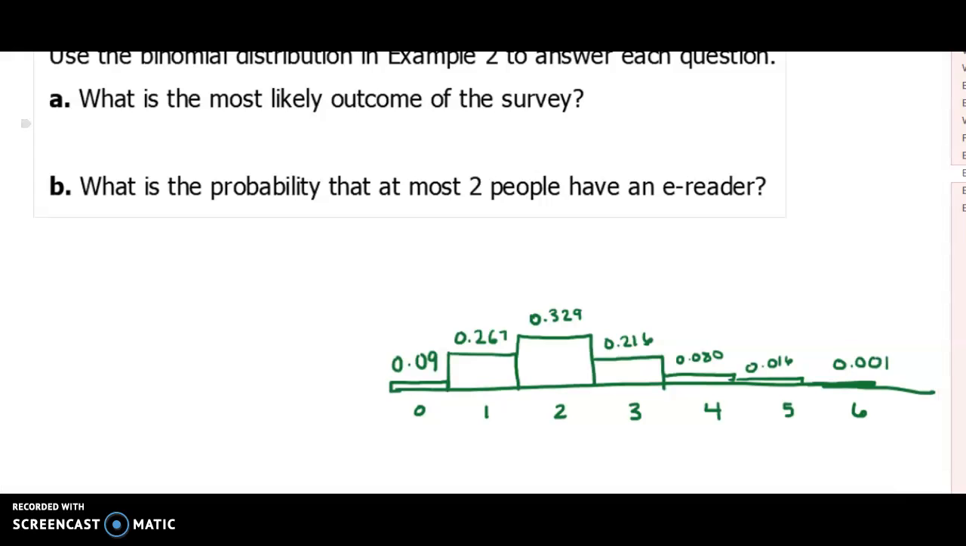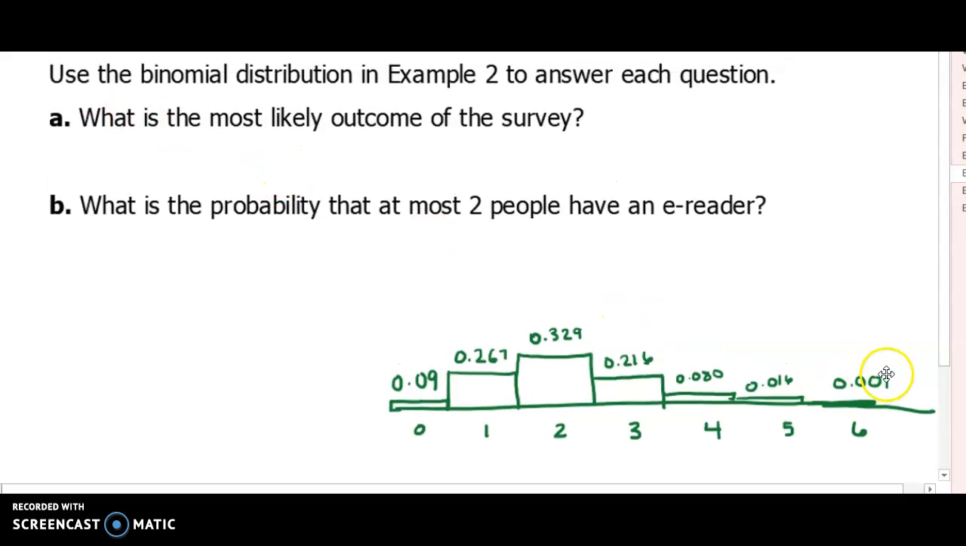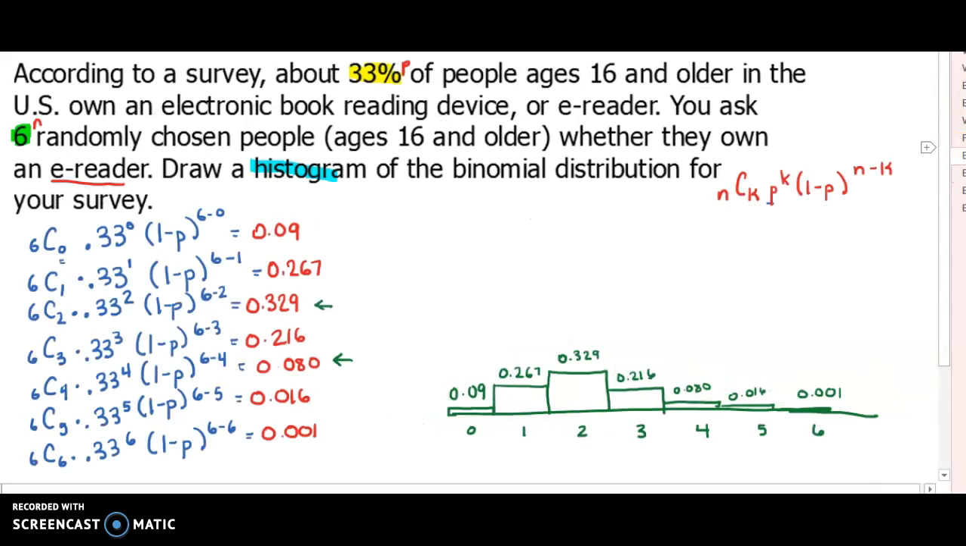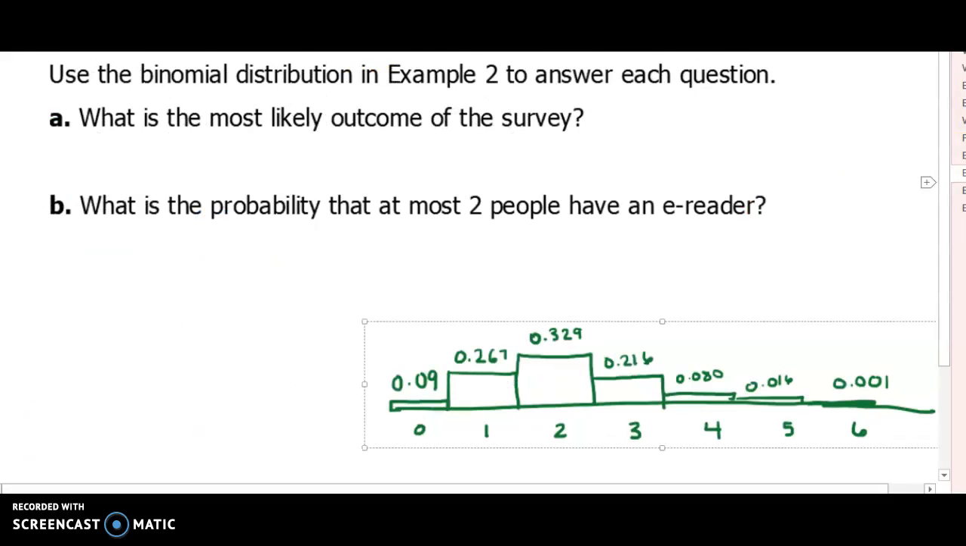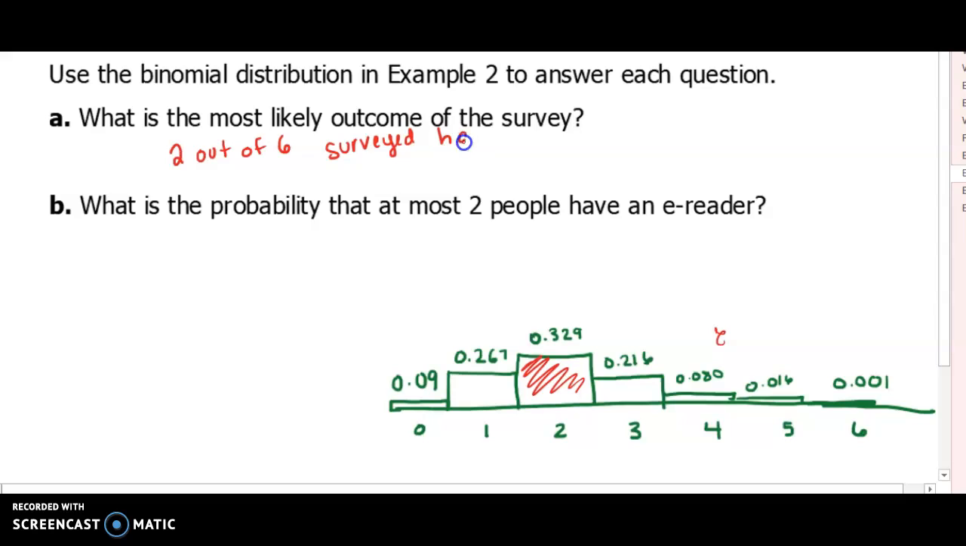All right, so let's use that histogram and answer some of these questions. I just copied and pasted the same histogram that I had here, so I don't have to go back and forth. A says, what is the most likely outcome of the survey? Well, our most likely outcome is right here. That's the highest probability. So our most likely outcome is 2 out of the 6 surveyed has an e-reader. Don't just say 2. 2 what? Understand what you're doing.